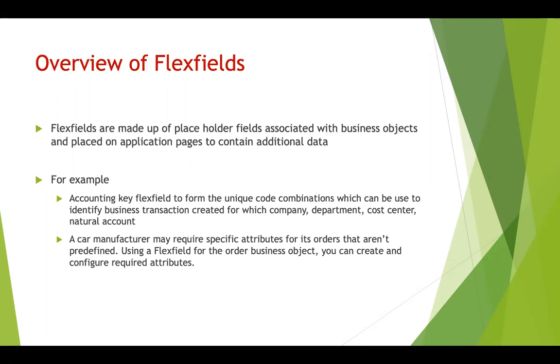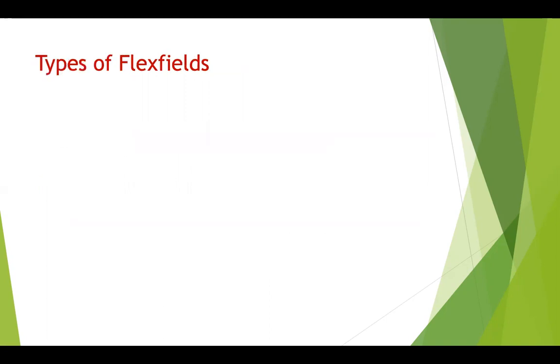For a second example, any car manufacturing company needs some specific attributes, right? So you can use those predefined attributes to identify those objects in case you are placing an order, right? So you can capture additional information to identify the specific features of that category. Okay, so that is nothing but flex fields. We'll go into more details about the types of flex fields.